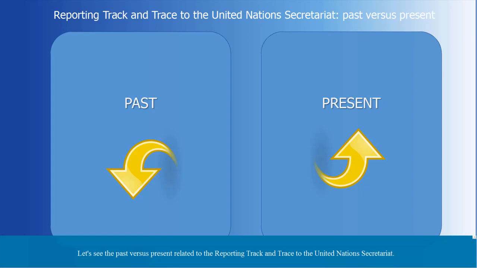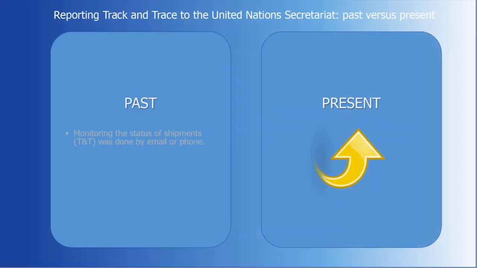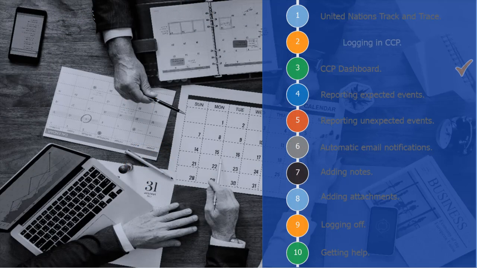Let's see the past versus present related to the reporting track and trace to the United Nations Secretariat. In the past, monitoring the status of shipments, TNT, was done by email or phone. In the present, monitoring the status of shipments, TNT, is done through the Carrier Collaboration Portal and provides visibility on all shipment stages. Let's get started.